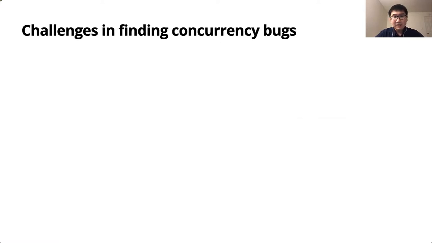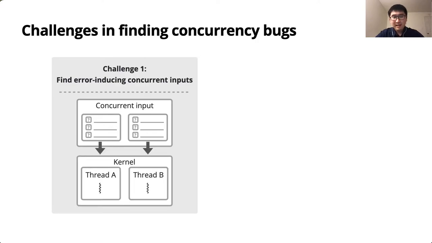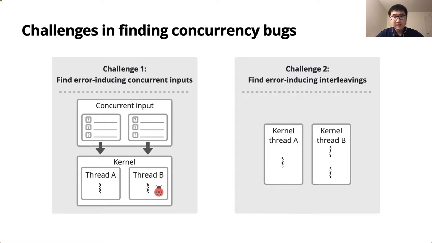Finding this bug or any other concurrency bug is not easy. The first challenge is that it is hard to find the error-inducing concurrent input. To do kernel concurrency testing, we first need to provide the kernel with a concurrent input, which will make two kernel threads concurrently run the kernel code to serve this input. If we do not provide the kernel with the correct input, the kernel code that has a concurrency bug will never be executed. Second, once two kernel threads are running concurrently, we still need to find the interleaving that actually exposes the bug. We need to try different interleavings of the two threads and see if any errors happen. However, neither of them is easy.